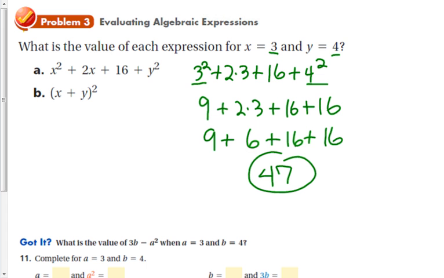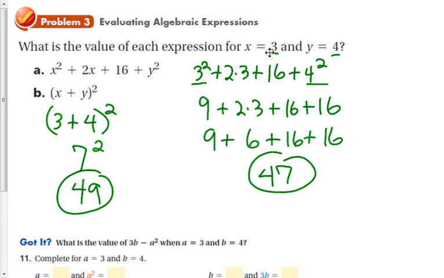Okay, in the second one, we're going to put a 3 where the x is and a 4 where the y is. Follow the order of operations, do parentheses first. So we're going to do 3 plus 4, which is 7, and we're going to square that. 7 times 7 is 49. All right, I'll let you try that.